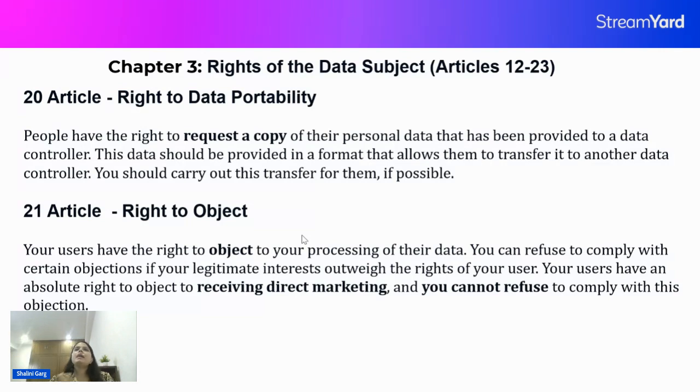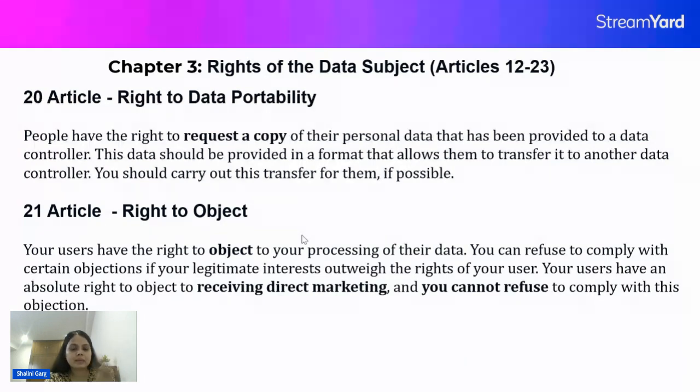So for example, I want my insurance details in a PDF format. PDF format is what? Structured, commonly used. We all know PDF, and it is machine readable. I'm just giving the example of PDF format. It can also be in Excel, it can also be in Word, or in some other format, but it should be commonly used and structured. Now, the data subject has the right to transmit these data from one controller to another.